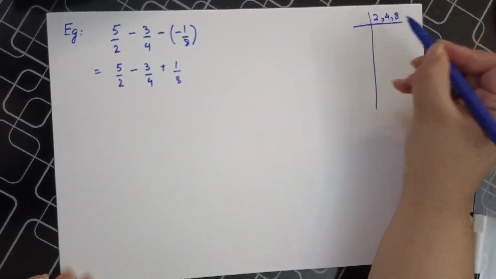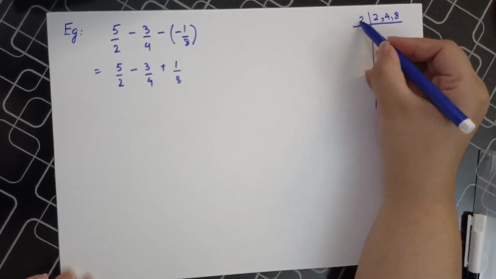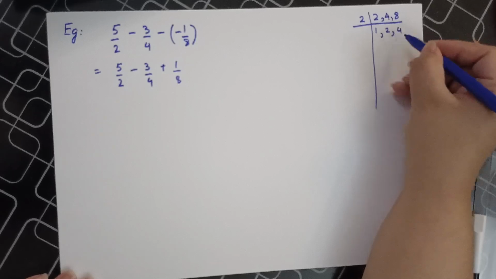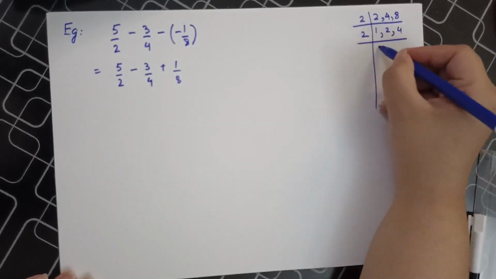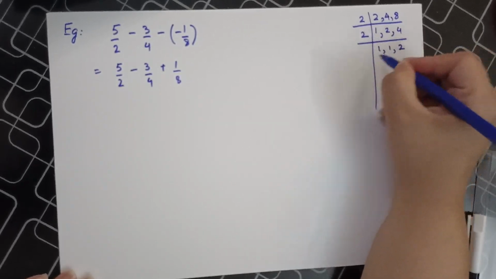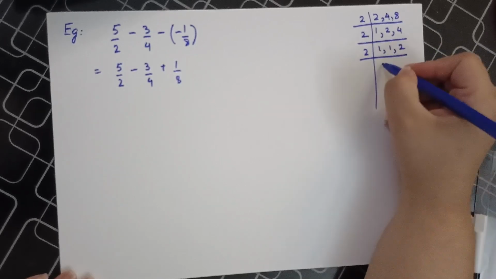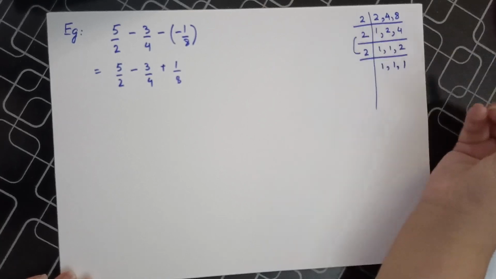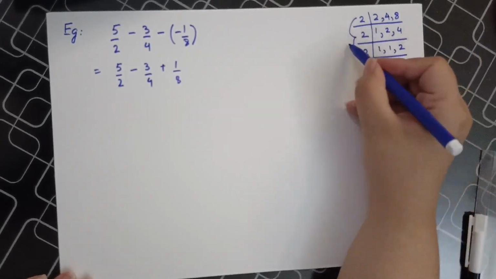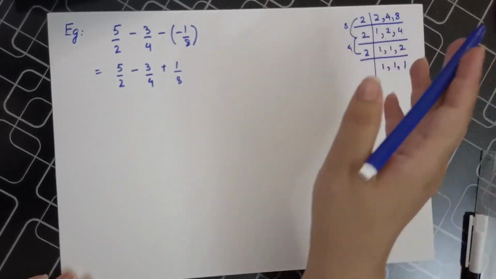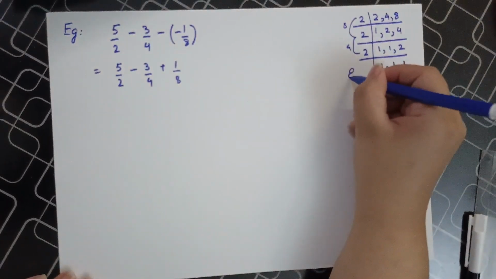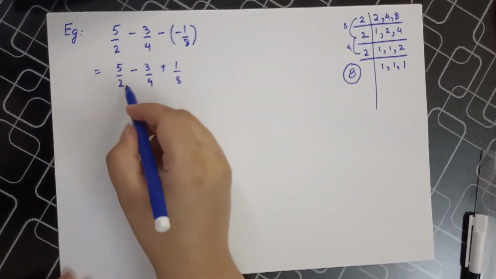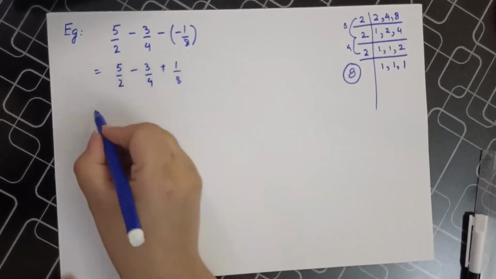2, 4, 8. So first prime number is 2, 2 ones are 2, 2 twos are 4, and 2 fours are 8. Again with 2, 1, 1, 2, and 2, 1, 1, 1. So 2 twos are 4, 4 twos are 8. So the LCM is 8. Now you're going to convert these denominators into 8.